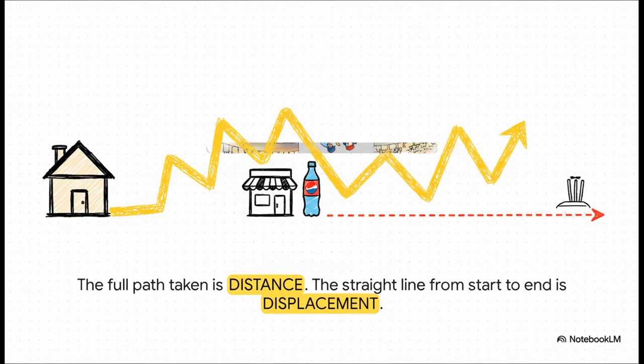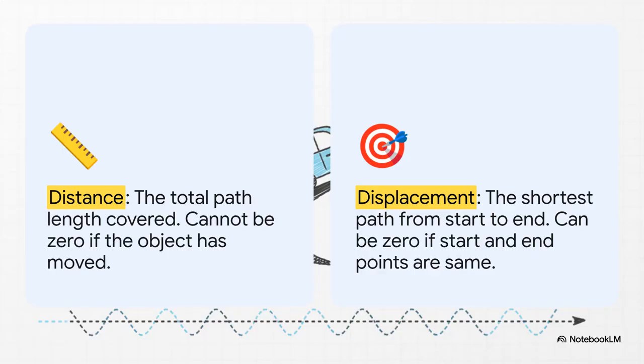Let's take a proper example. You're going from your house to the cricket ground to play. But wait, you're thirsty. So you take a small turn to the shop to buy a Pepsi. That whole long zigzag path you took, from home to the shop to the ground, that's your distance. But if you draw a straight arrow from your front door directly to the cricket pitch, that is your displacement. Got it? Samajh gaye?